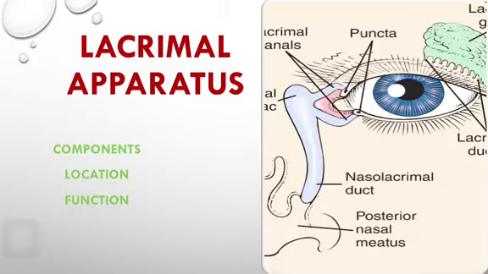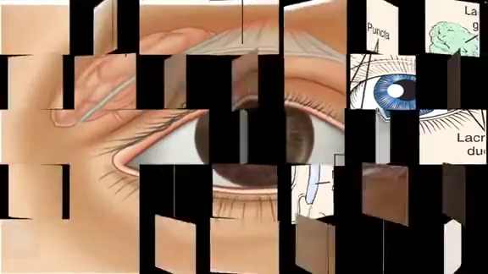So now coming to the components of the lacrimal apparatus, it actually consists of the lacrimal gland, its associated ducts, the lacrimal lake, the puncta, the lacrimal canaliculus, the lacrimal sac, and last but not the least, the nasolacrimal duct. So let's discuss each and every part in detail.